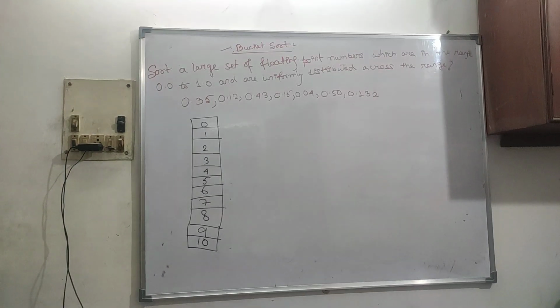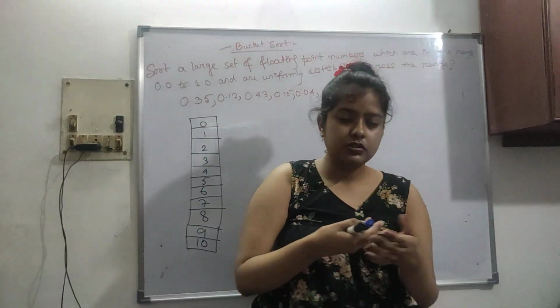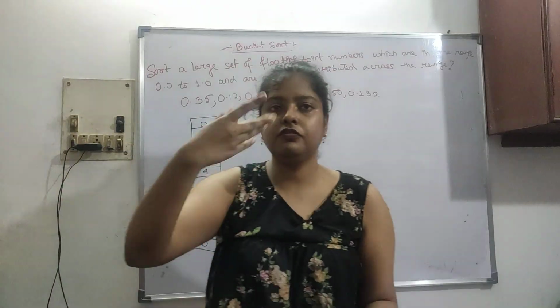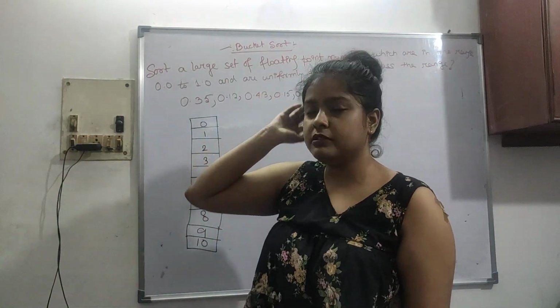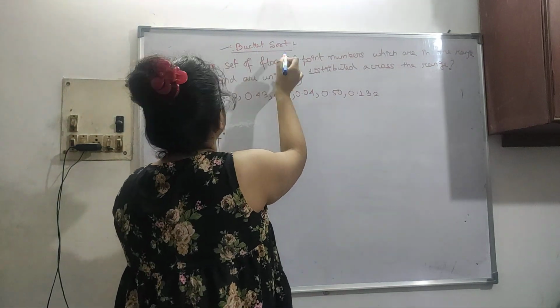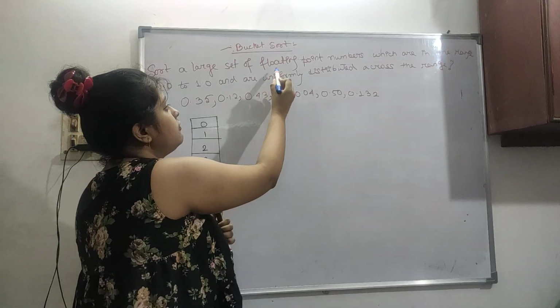So our next algorithm is bucket sort. We have done a lot of algorithms previously. Before this video, I did bubble sort. Now this is bucket sort. Bucket sort sorts a large set of floating point numbers.